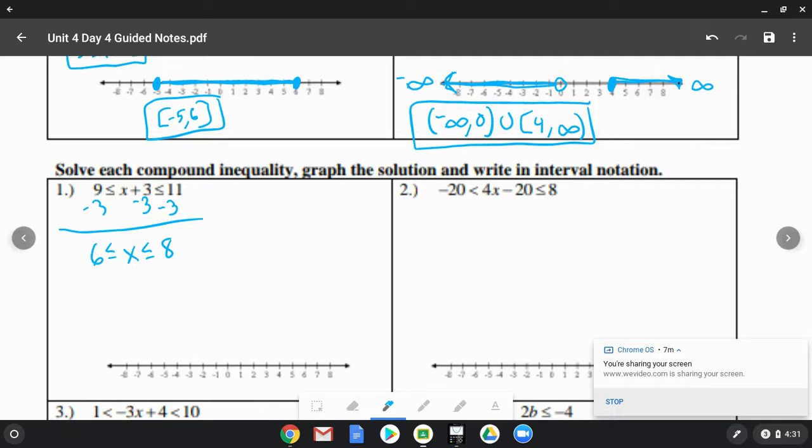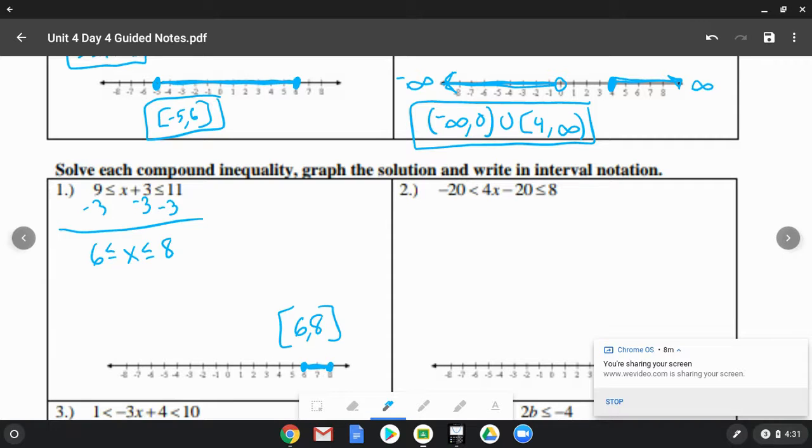So from here, those are both less than or equal to at 6 and 8, so I know they're closed circles. I know that x is in between, so that means it's an and type of inequality. So the shading should be right in between these two. And if I write that in interval notation, I know that my 6 has a bracket, my 8 has a bracket, and that's all we got to do, is make it 6, 8.